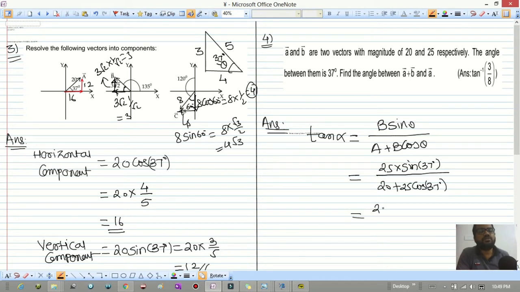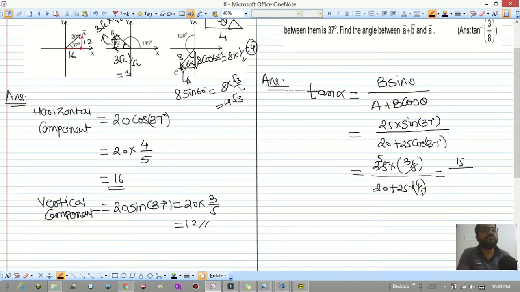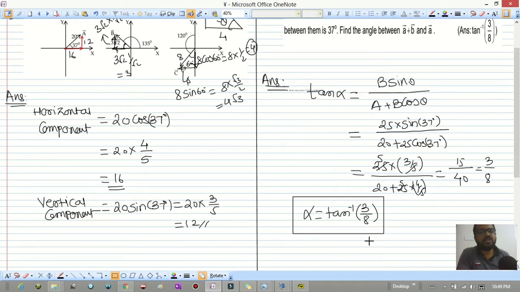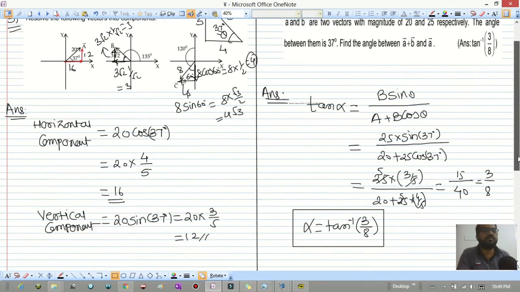So which is equal to 25 into what is sine 37? 3 divided by 5, divided by 20 plus 25 into 4 divided by 5. So if you just solve this, you will get this as 5 15s are 15 divided by, this is 5 4s are 20, 20, 40, isn't it? So this is 5 3s are 15, 5 8s are 40. So alpha we have is tan inverse 3 divided by 8. So this is the answer for the fourth question.